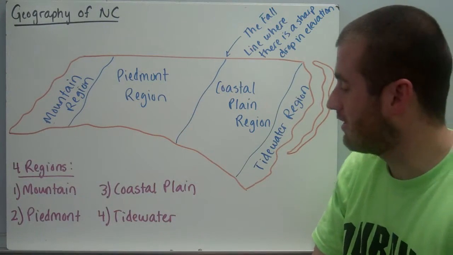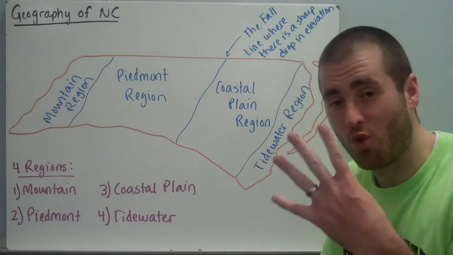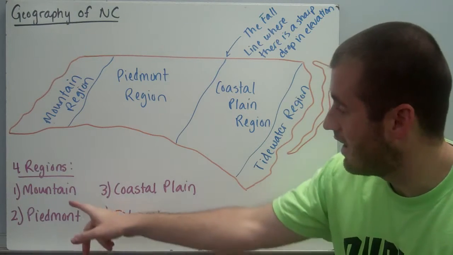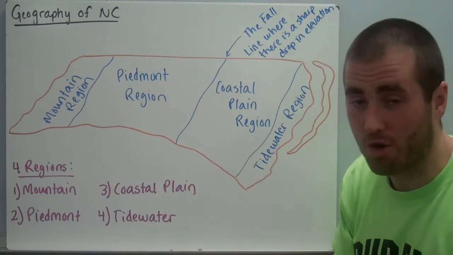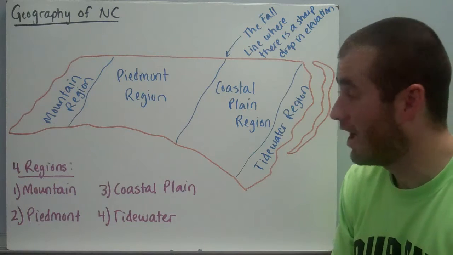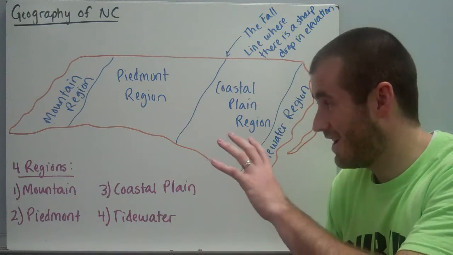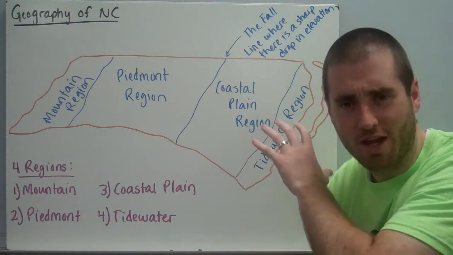So now let's move on to the geography of North Carolina. There are 4 distinct regions in North Carolina: mountain, Piedmont, coastal plain, and tidewater. And I've kind of drawn them out on this map here. Do not laugh at my map. I think while it may not look great, it is extremely accurate.